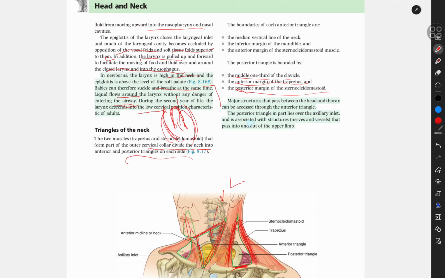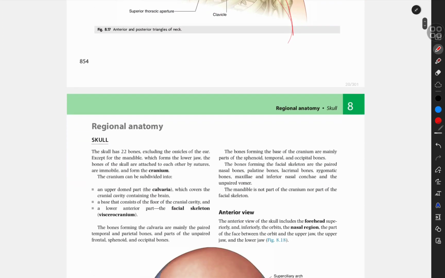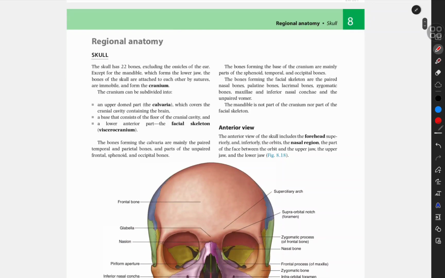Major structures that pass between the head and the thorax can be accessed through the anterior triangle. The posterior triangle partly lies over the axillary inlet and is associated with the nerves and vessels that pass into and out of the upper limb. So this is associated with the structures that pass to the upper limb. Makes sense.